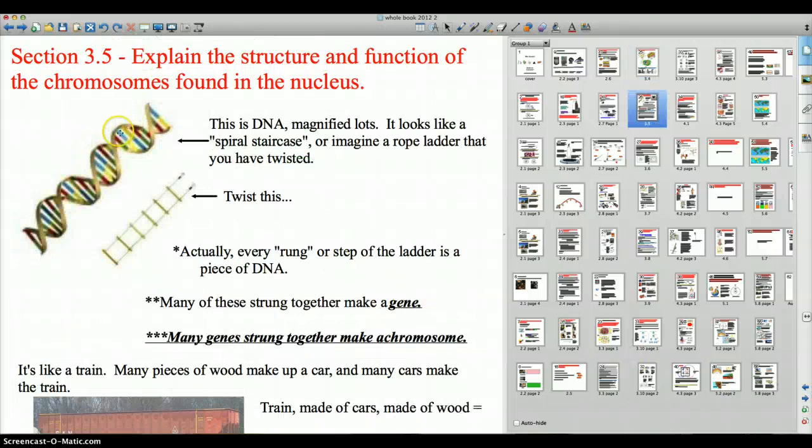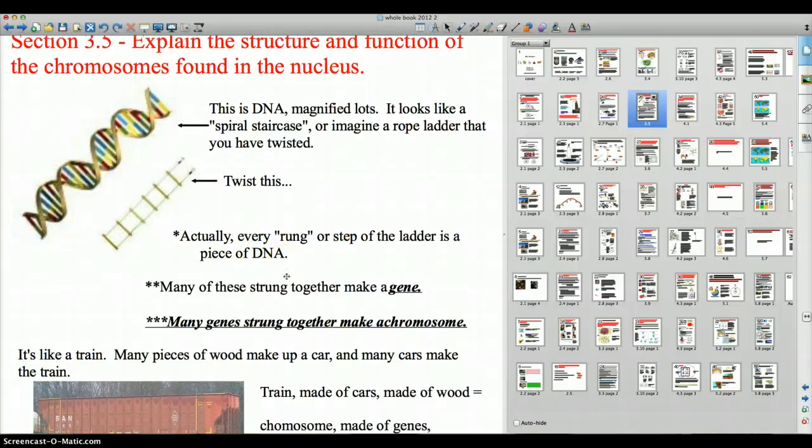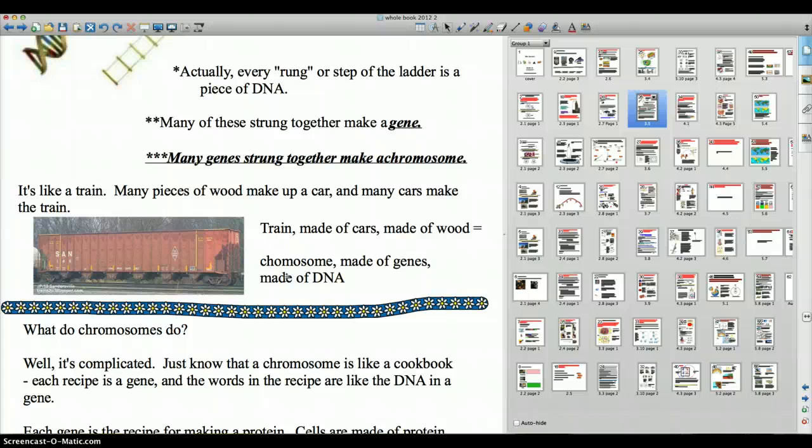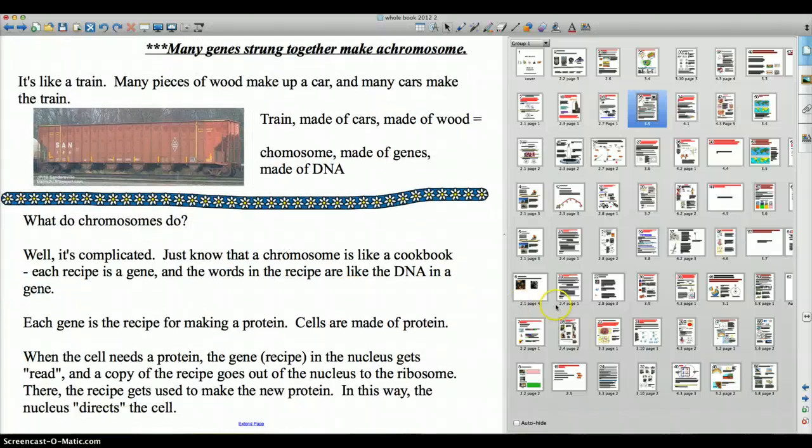Know that DNA is shaped like a spiral staircase. Many DNA make up a gene, and many genes strung together make up a chromosome. Understand that the gene is the recipe for one protein, and that recipe has to travel via a messenger from the nucleus out to the ribosome where a protein can be made.